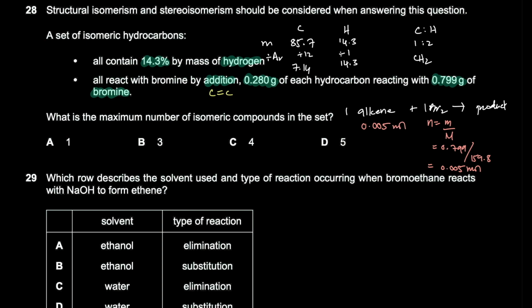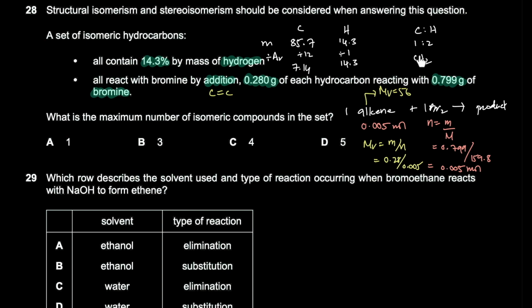Now that we have the moles of alkene, we can find the Mr of the alkene. The reason we're finding the Mr is so that we can find the molecular formula. The Mr is just the mass divided by the number of moles. So that would be 0.28 divided by 0.005. And that gives us the Mr of the alkene as 56. Now CH2 has a mass of 14.